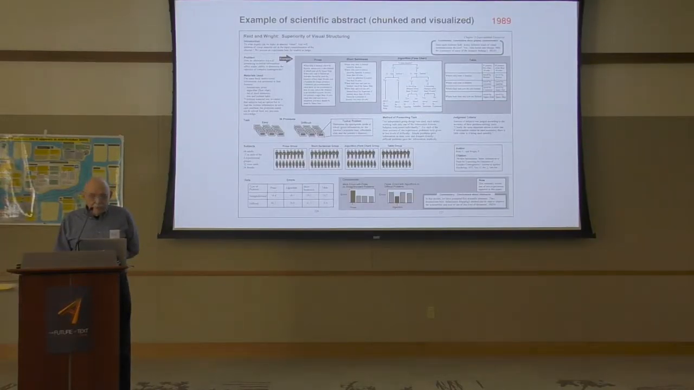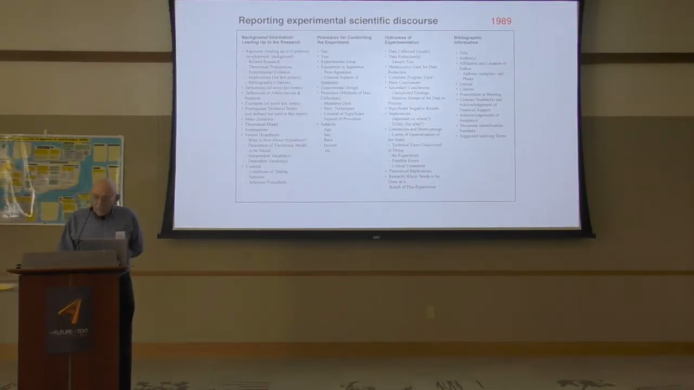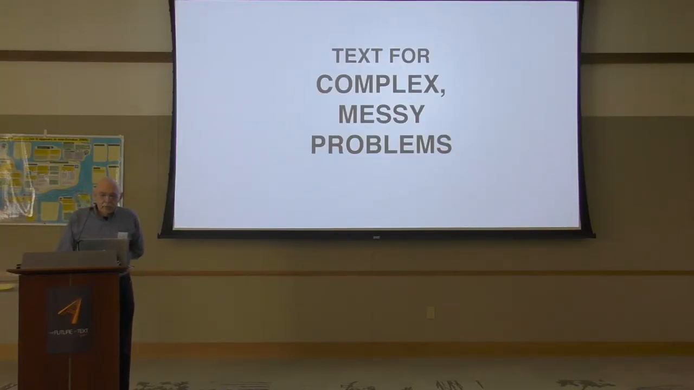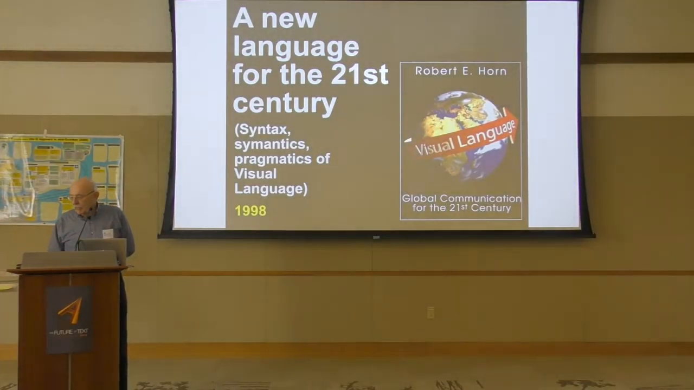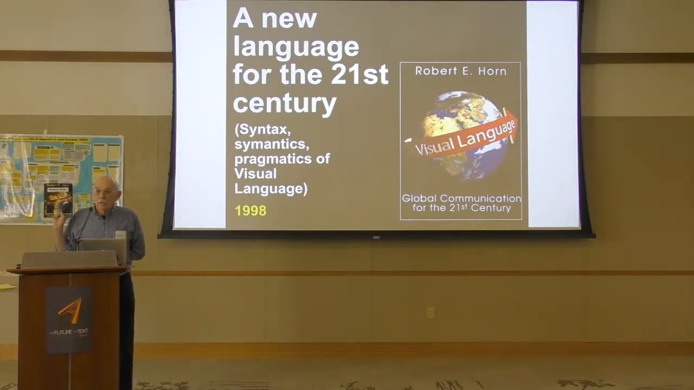All right. That's an example of one. Those are the categories into which you would sort all the information. It's in chapter 7, I think, there. Now, for complex, messy problems, we have a new language of the 21st century: visual language, which is the tight integration of words and visual elements, where text does what it does best, and the visual elements do what they do best.